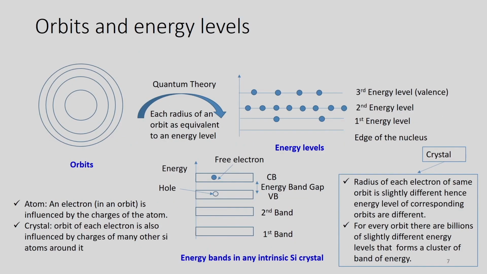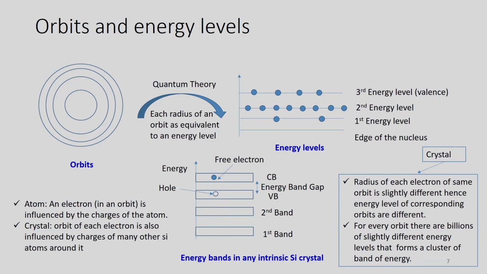Now, let us learn about orbits and energy levels. What I have shown here is an orbit. Normally we take the help of quantum theory to understand the semiconductor characteristics properly. In quantum theory, the approximation considered as far as orbit and energy level are concerned is that each orbit, or each radius of an orbit, is equivalent to an energy level.